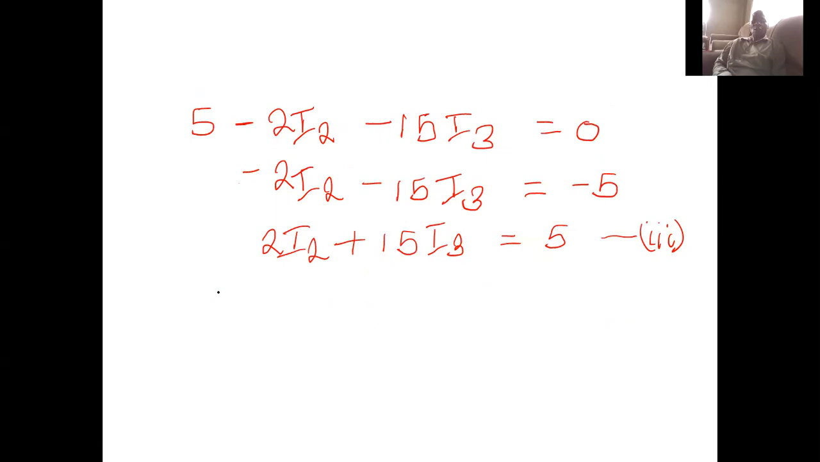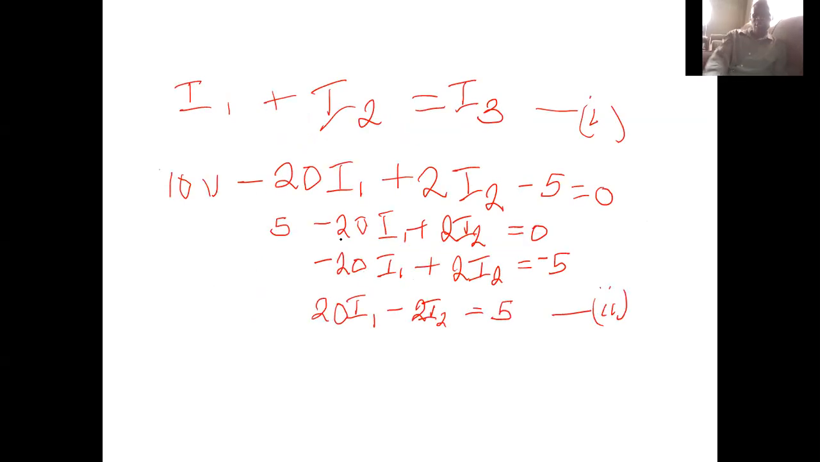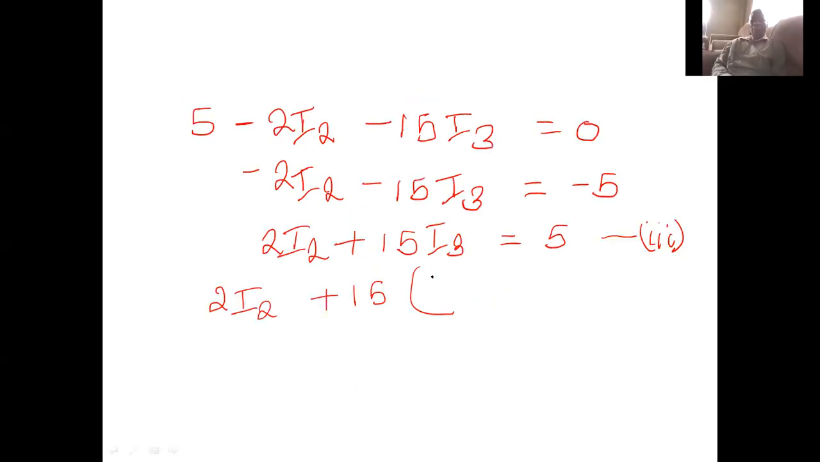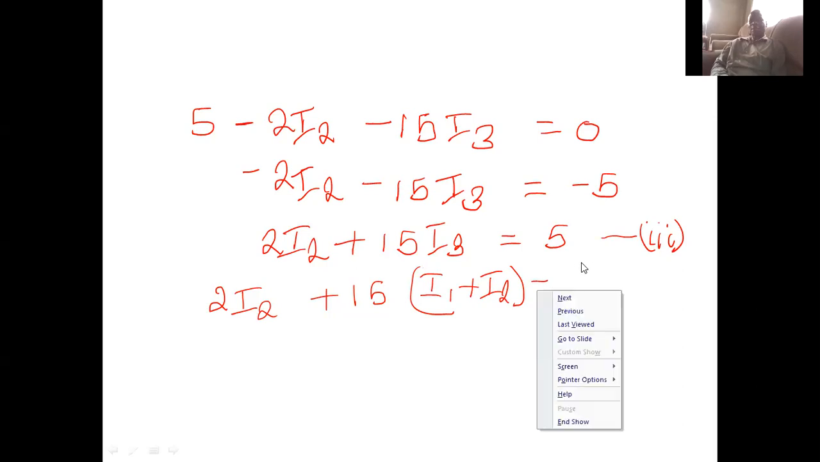So we can start from here. What we can do is that we need to remain with two simultaneous equations, which will be easier to handle. And so we can reduce these three equations into two equations. So for example, if we have current 2 here plus 15 multiplied by current 3. Remember current 3 here, we found that current 3 is equal to current 1 plus current 2. So where there is current 3, we can substitute. Where there is current 3 here, we can put current 1 plus current 2. Why? Because from equation 1, current 1 plus current 2 is equal to current 3. So it's equal to 5.